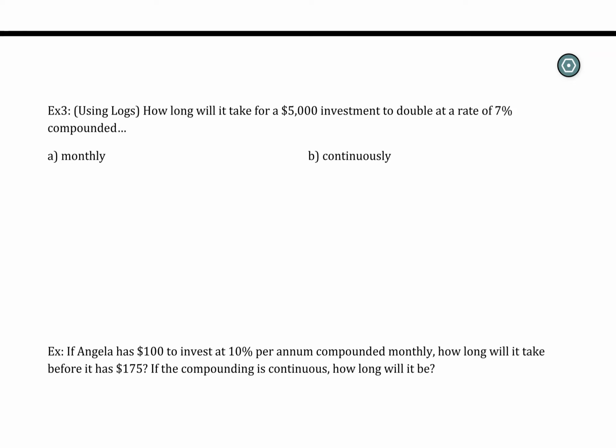So here, how long will it take for $5,000 to double at a rate of 7%? If we do this monthly, we've got A equals P times (1 plus r over n) to the nt. We have an investment of 5,000, and we want it to double, so A is 10,000, P is 5,000, the rate is 0.07, we're compounding monthly, so n is 12, and t is what we're looking for.